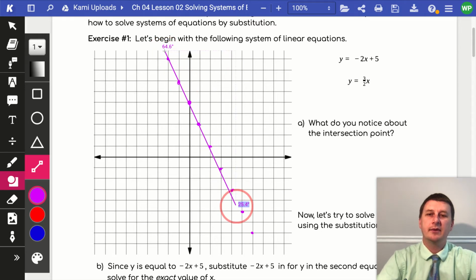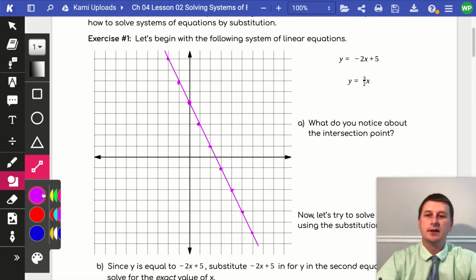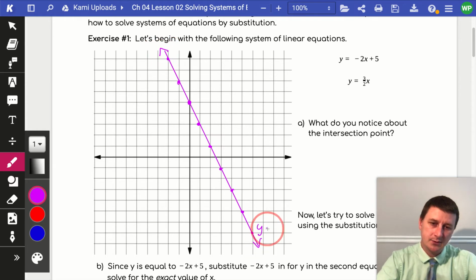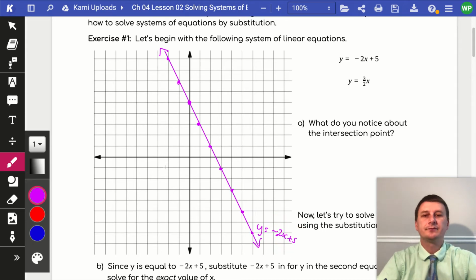And I'm going to go ahead and draw a line through those points and put arrows on either side to show that that line goes on forever. I'm also going to label that line as y equals negative 2x plus 5. Now I'll choose blue, and I'll graph this line in blue. y equals 3/2 x, and that's really plus 0.